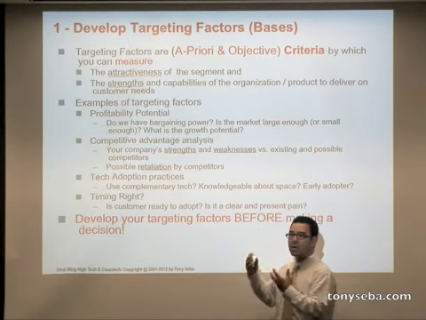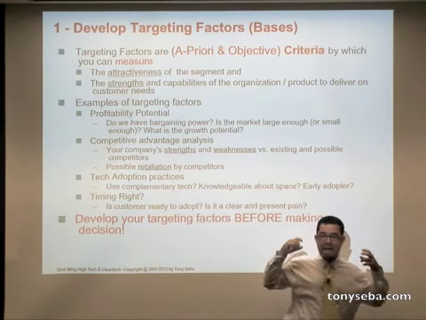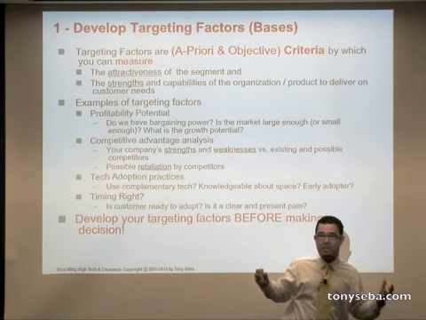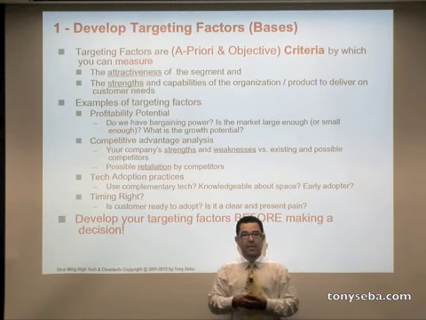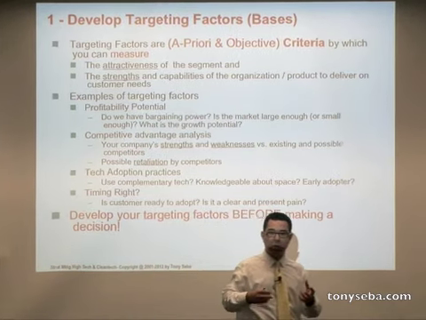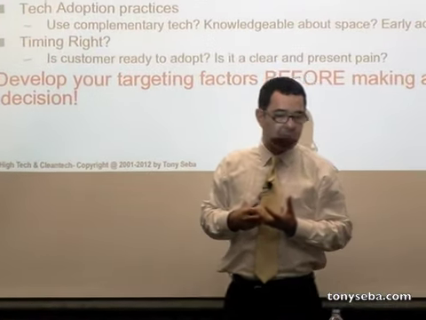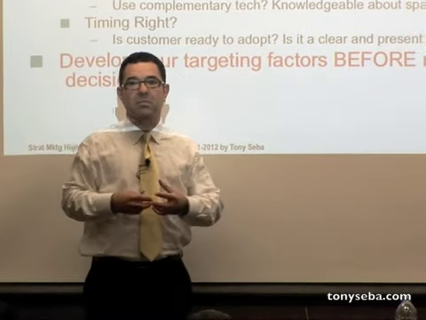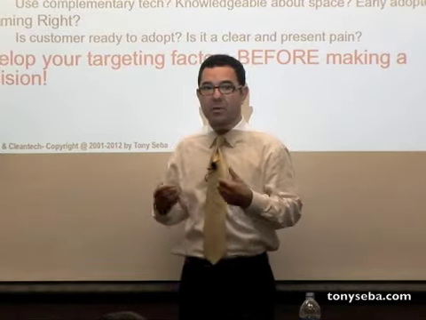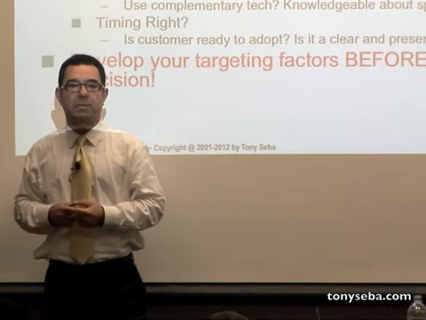Okay? So these are examples of targeting factors. You can say, look, I will only go after a market where I can make $100 million. I can only go after a market that is in America or in Germany or in the Middle East. So this is a way in which you can start targeting. I only want to go after markets that, generally speaking, are early adopters of technology. Of other technologies, not necessarily this technology. Okay, and so on. Is there a profitability potential in this market?